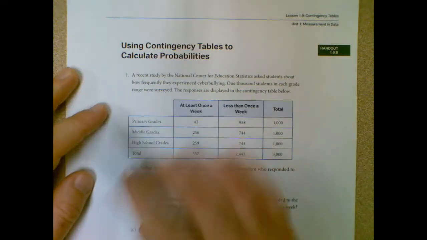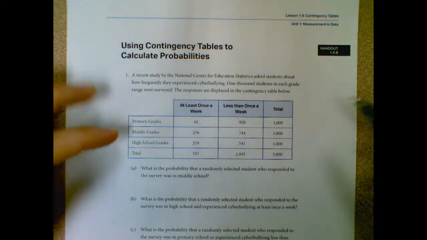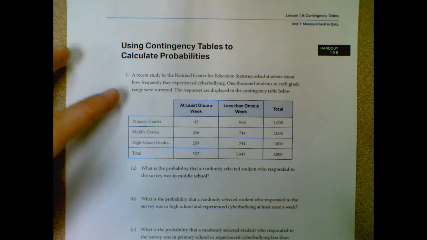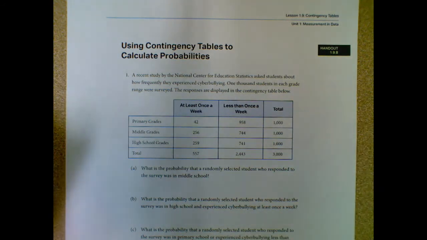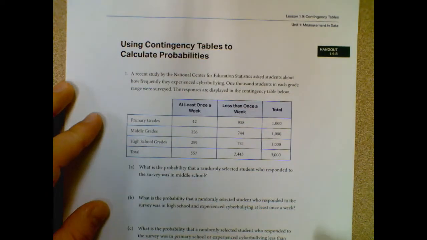All right, so we're looking at a recent study by the National Center for Education Statistics that asked students about how frequently they experience cyberbullying. 1,000 students in each grade range were surveyed, the grade ranges being primary, middle, and high school. The responses are displayed in the contingency table below. We're going to use that information to answer the 7 questions about that table.